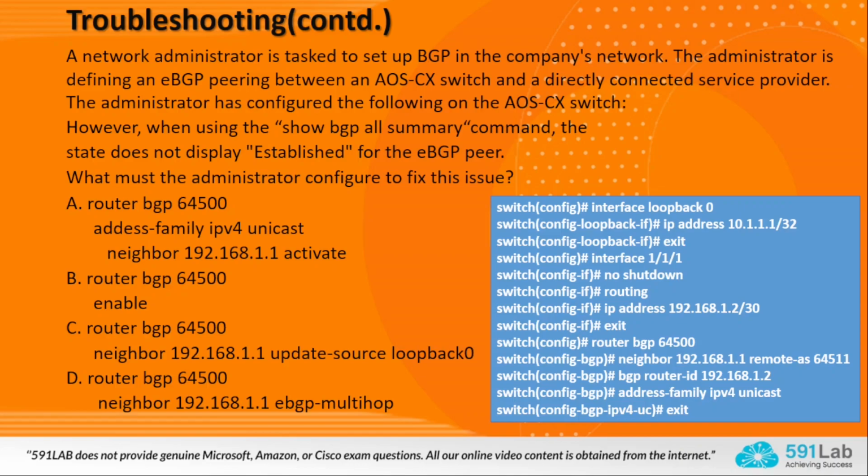64500 under that AS number. So the neighbor is defined, neighbor 192.168.1.1 with remote AS 64511. That is an eBGP neighbor with a different AS number. This is external BGP. And the BGP router ID is defined as 192.168.1.2. That is the same interface IP. And the address family is defined, but under the address family I can see the neighbor is not activated.